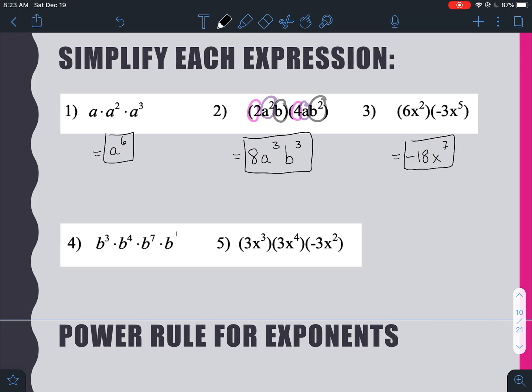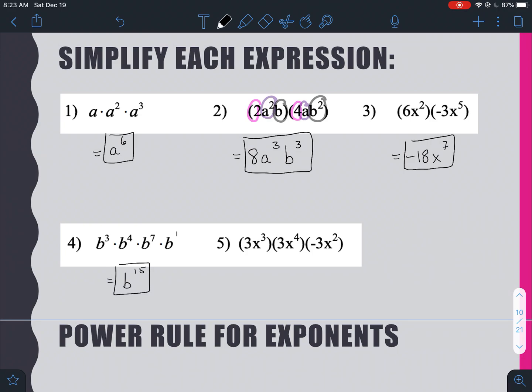On number 4, b to the third times b to the fourth times b to the seventh times b. If you add the exponents, 3 plus 4 is 7. 7 plus 7 is 14. Plus 1 would be 15. So this is going to be b to the 15th power.